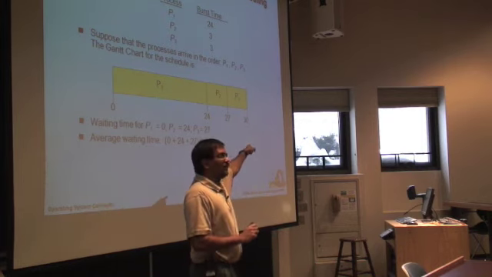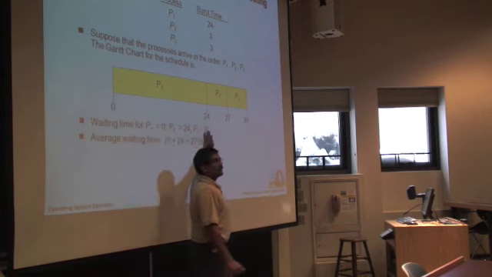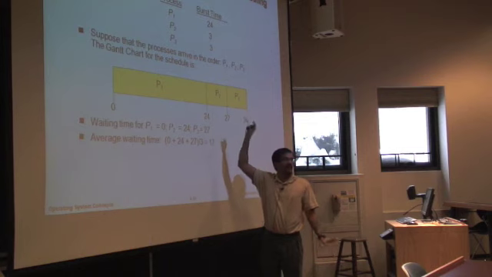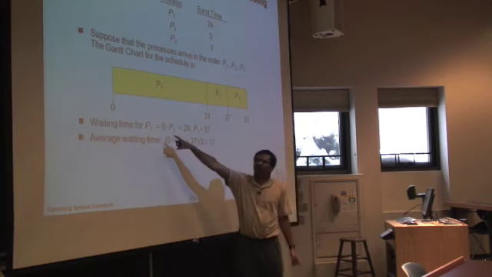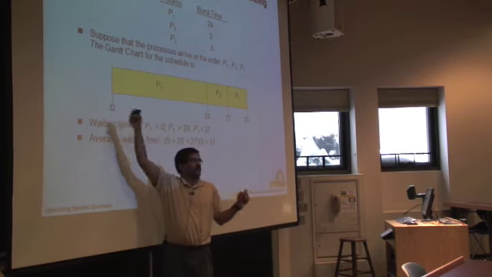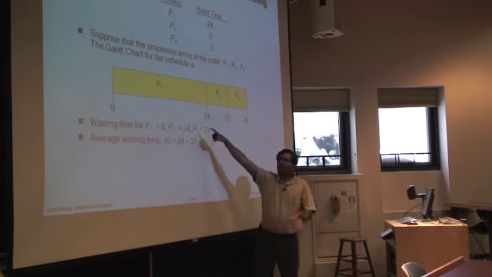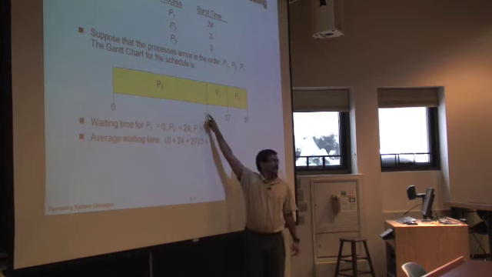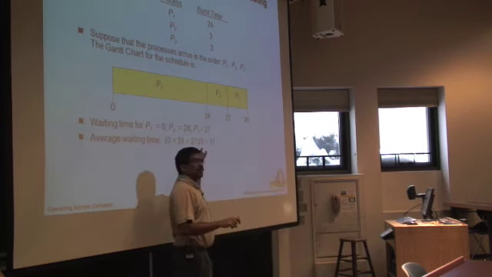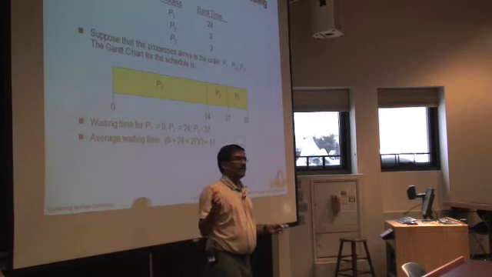P1 came first, so it gets to run. P2 came next, it gets to run. P3 came, it gets to run. So the overall time to run the whole thing is still 30. That's not going to change. But the waiting time: P1's waiting time is 0, because they all came at this instant, but in that order. P2's is 24, because it has to wait till this point to run. And P3's is 27. So the average waiting time is 17. Even though P1 had no waiting time, the average waiting time is 17.